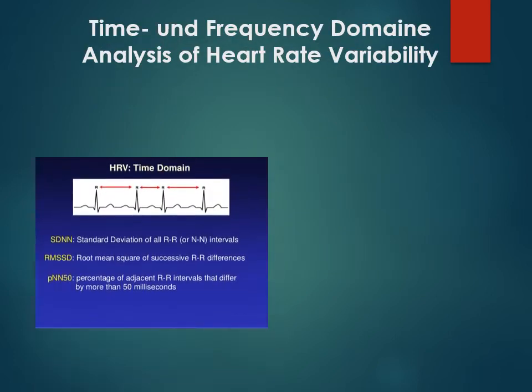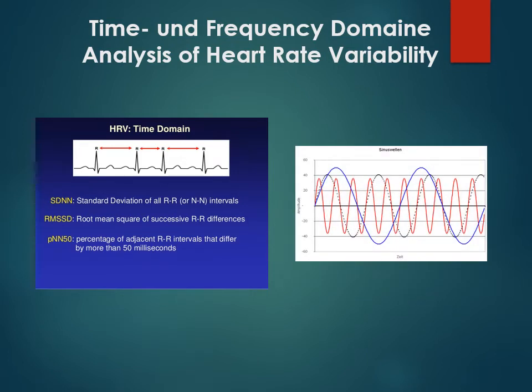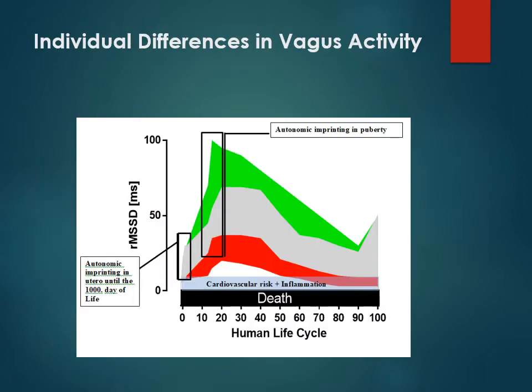For our research, we use time domain and frequency analyzers. However, we try to return to the simple heart rate measurement in the 24-hour Holter ECG and the active standing test, which mostly represents the success of a therapeutic intervention. There are important individual differences in vagus activity, represented by the parameter RMSSD in this slide.